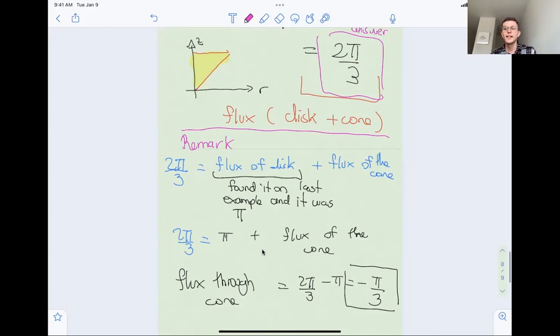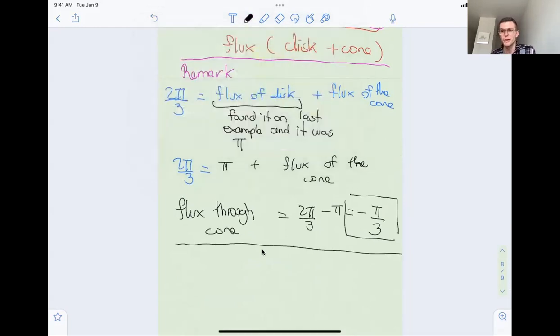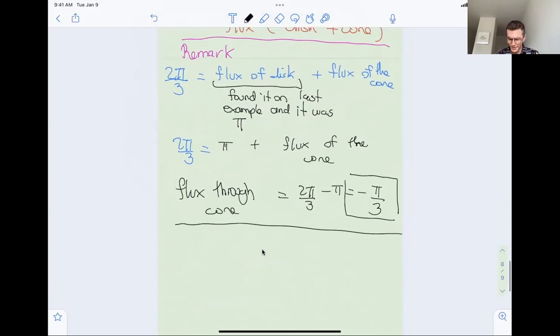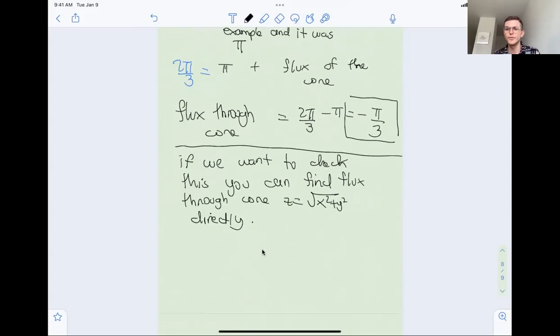Yes. In fact, if you're a skeptic, what that means is that you should try to find the flux through the cone directly to confirm that you get minus pi over 3. If you want to really check this, how would you find the flux through the cone? How would you find this from the definition?